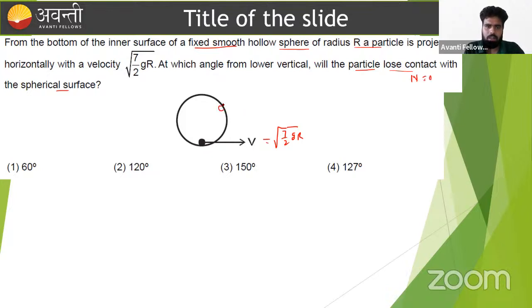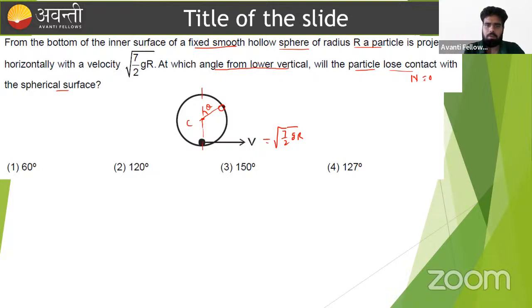Suppose the particle reaches here and makes some angle with its center. Say this is the situation when the particle makes theta angle from the vertical. One thing we also have to note in this problem: the angle will be asked from the lower vertical. It means our answer is not theta, our answer is 180 minus theta. One thing we have to keep in mind here.